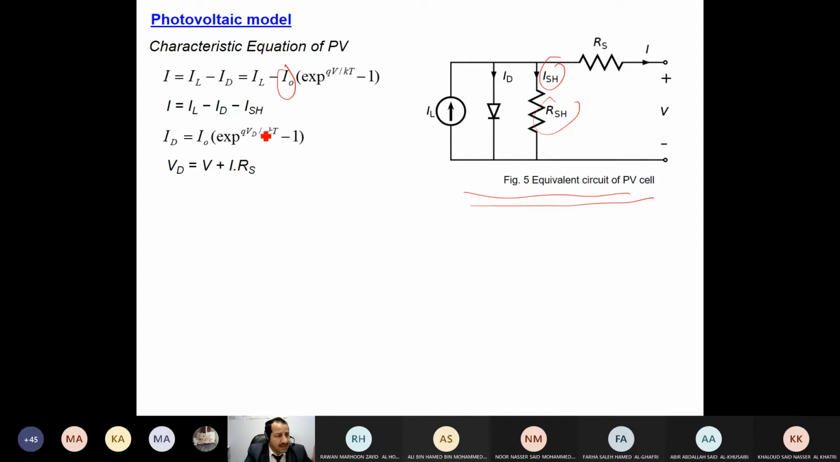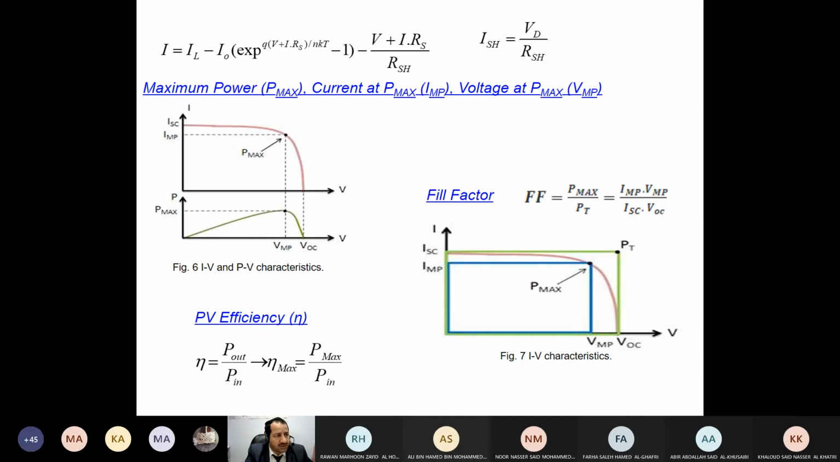Now, this is the final form of the equation. As you can see, I take into account the drop because of shunt, and the series is also considered. Also, to remind you, we mentioned the IV characteristics, which look like this. Frankly speaking, it's supposed to be a rectangle, but we lose this part because of the two resistances.